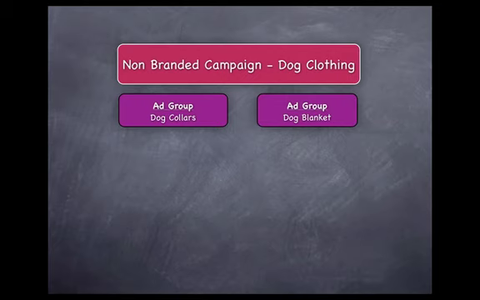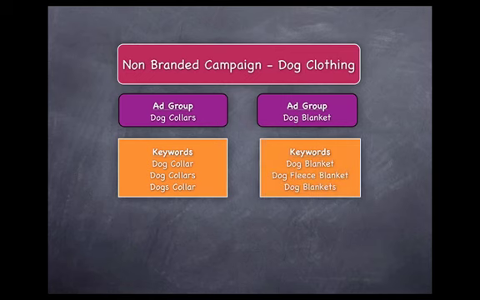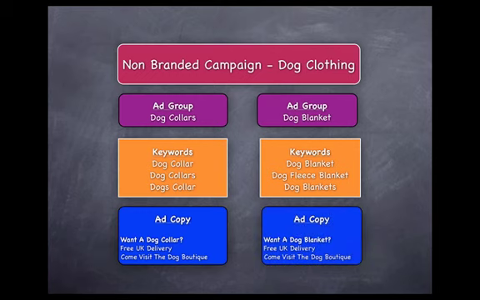And I want to explain why it's so important to group everything together so well. The keywords I would have in this dog collar ad group would all be dog collar related: dog collar, dog collars, dog's collar. Very similar, with slight nuances on the same word, because each ad group has its own associated ad copy, and it's important that the ad copy reflects the keywords in that ad group. So you can see here the ad copy: want a dog collar, free UK delivery, come and visit the dog boutique. And with the dog blanket, you can see: want a dog blanket. We could test and play around with that, but you can see that I'm reflecting the same messaging throughout.